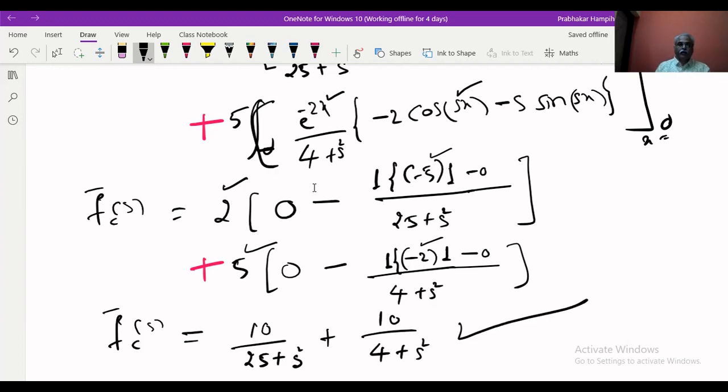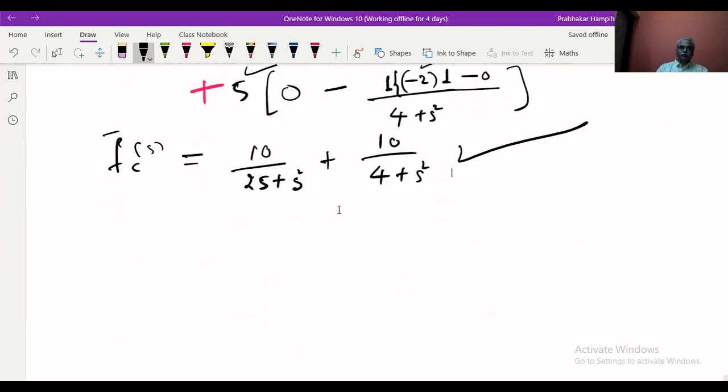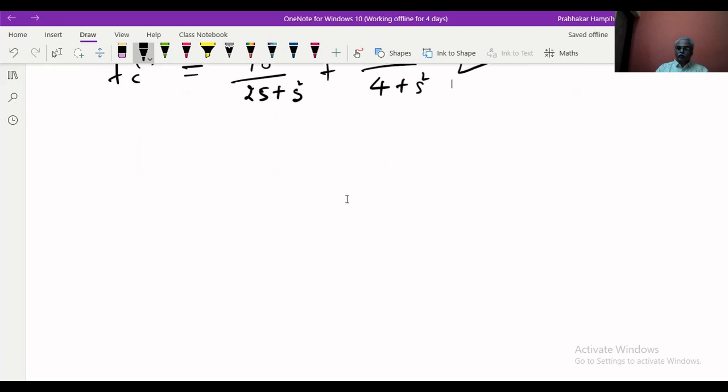Practice these examples. Now let me go to the next example.